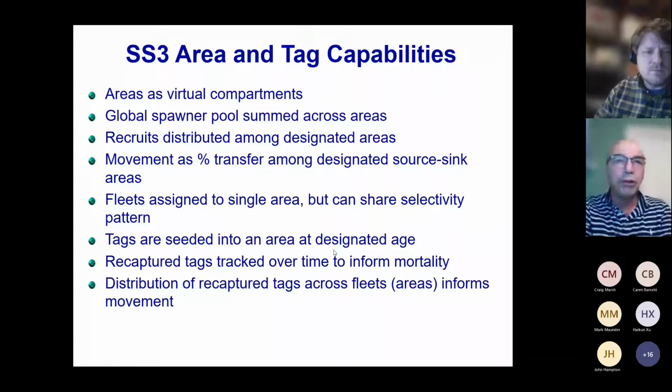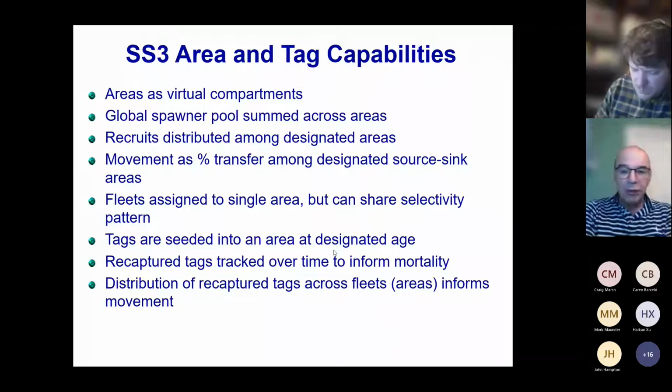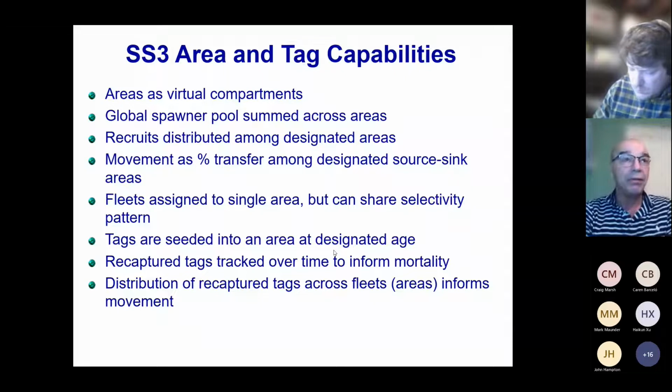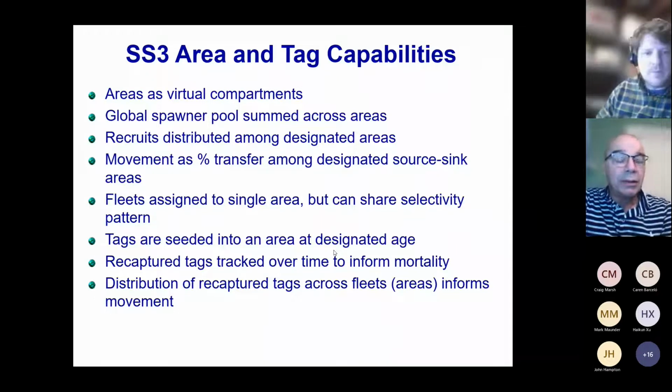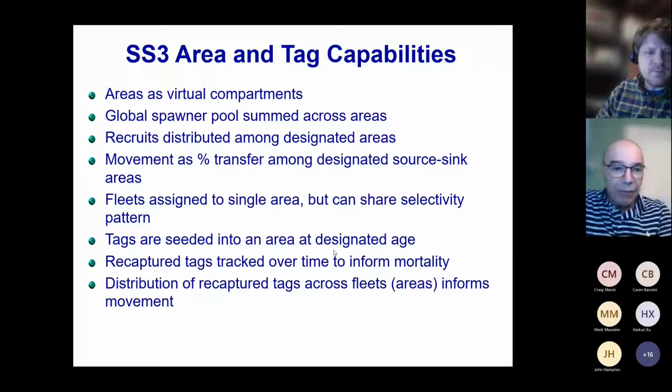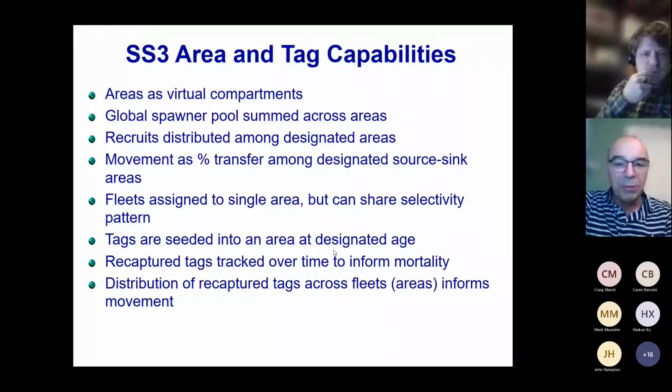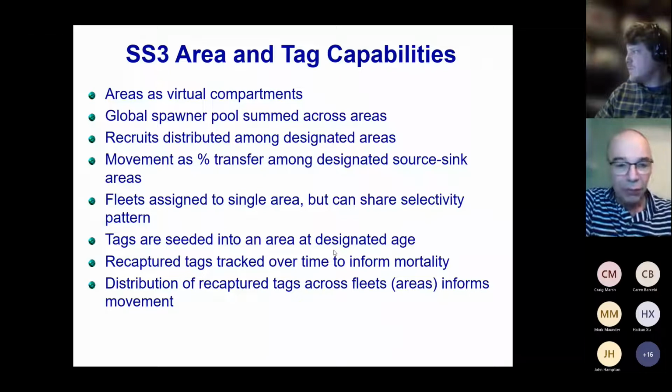There's a global spawner recruitment pool that is summed across all the areas, and then recruits are partitioned out to the areas. So there's recruitment partitioning that happens, and that recruitment partitioning can be time varying. We are not invoking that degree of detail given the data that we have. The movement is as a percent transfer among designated source and sink areas. And this can be age-specific movement with some defined shape of the movement rates, so young fish can have a different movement rate than old fish, according to a kink in that curve.